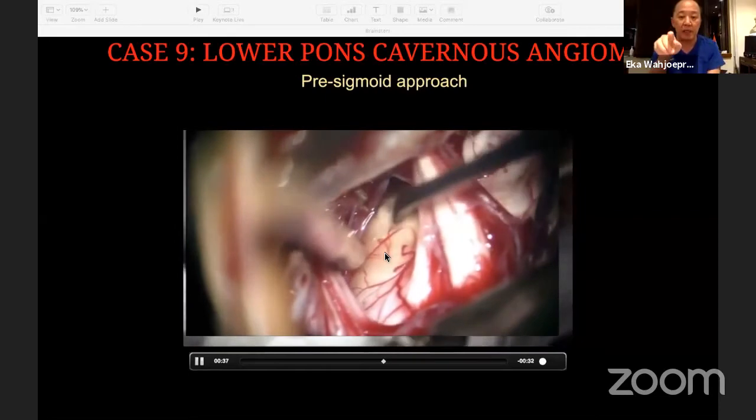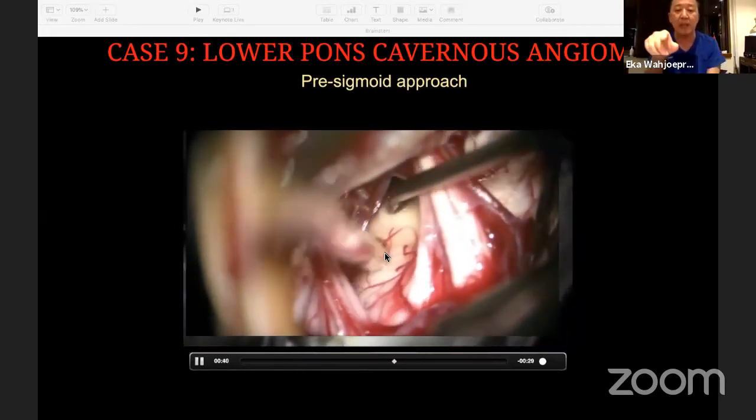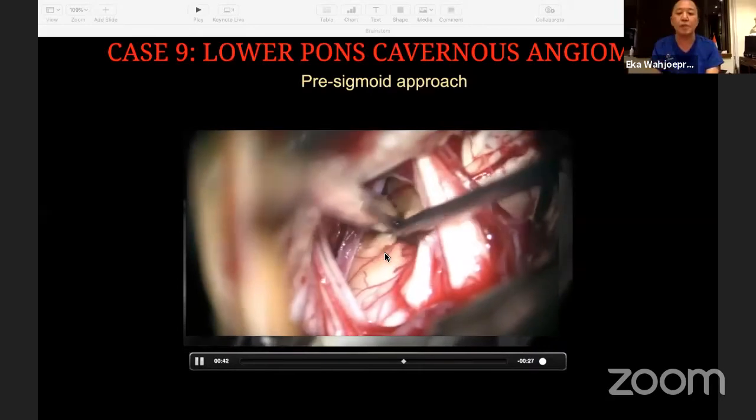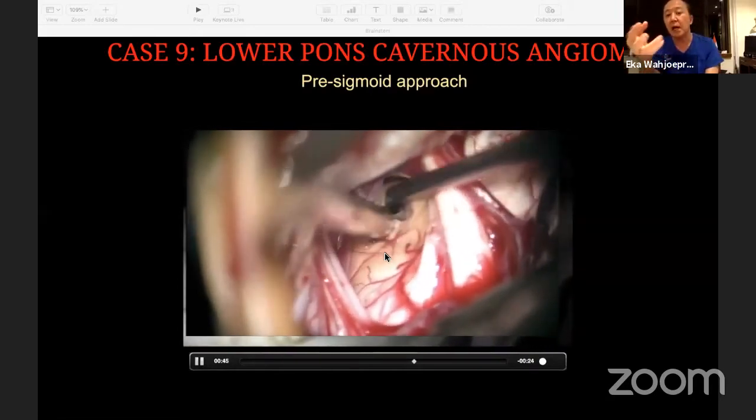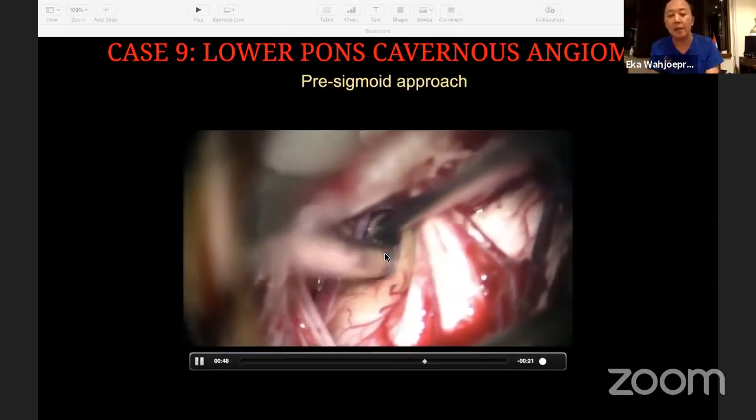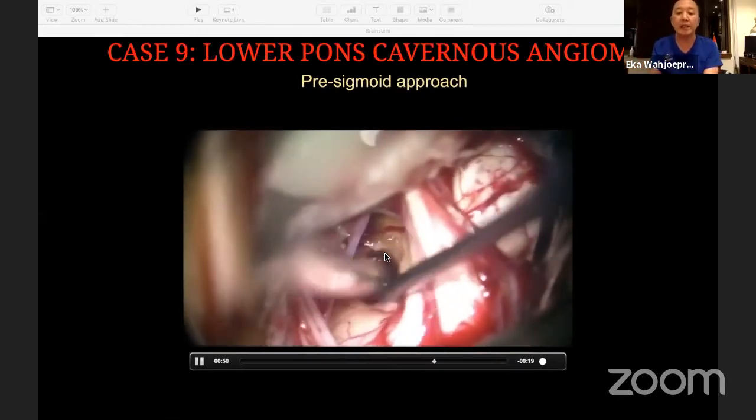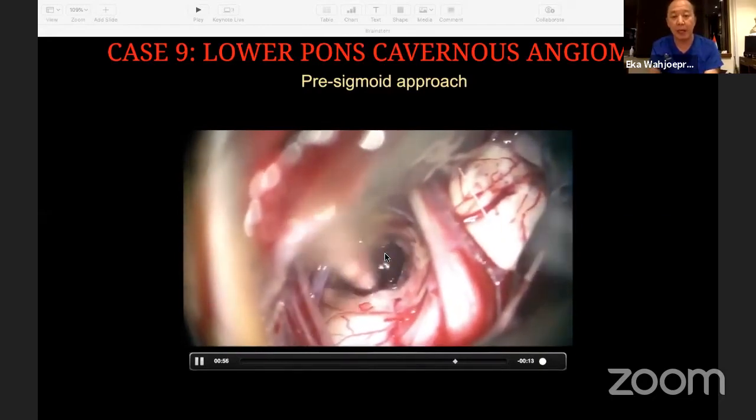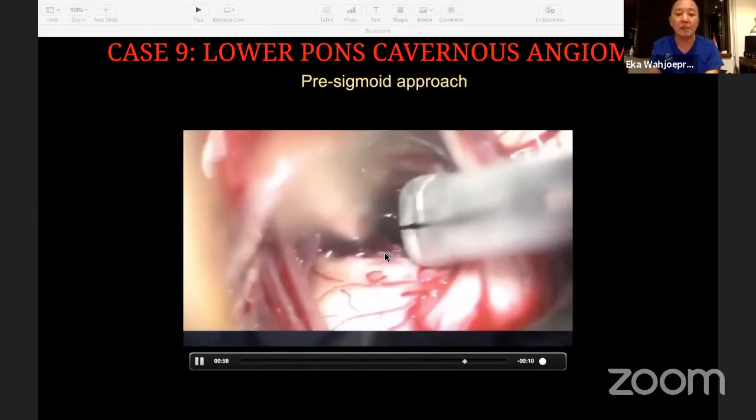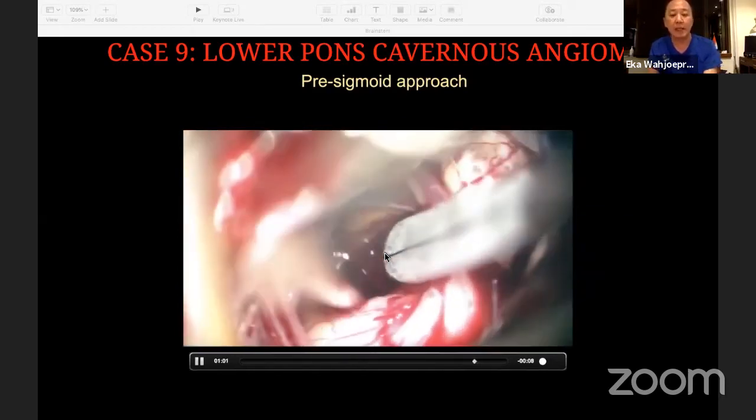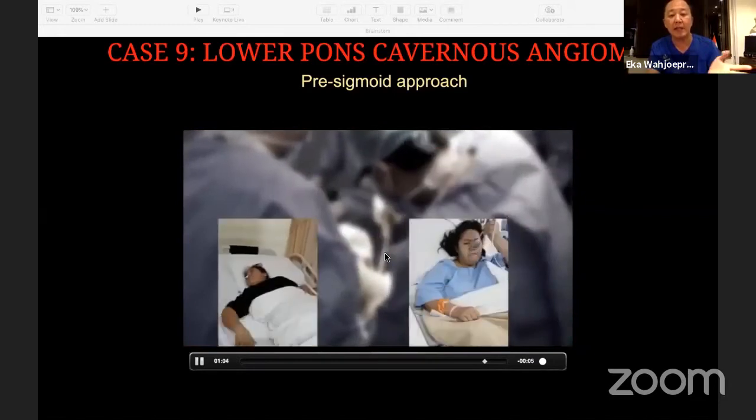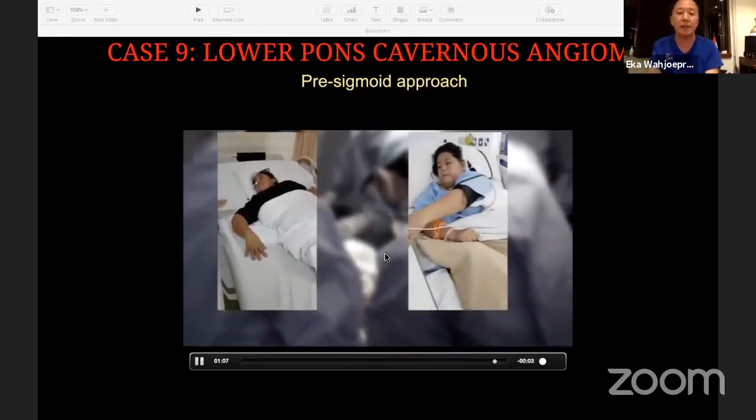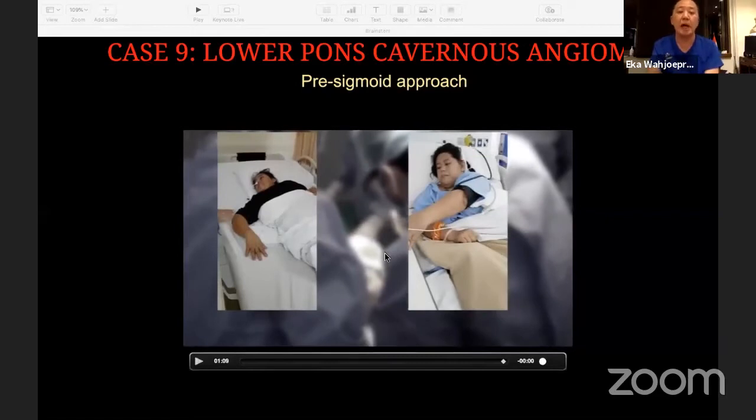So we can see that, okay, then we can decide where the best entrance is, meaning the most superficial entrance. You can see that after that, the lytic hematoma just comes out, then we can totally remove this cavernoma located in the lower pons. And the patient soon got better. She came to me with a hemiplegia, and then soon recovered. And 3 months later, she walked into my clinic. You can see that's before and that's after surgery. So this is the lower pons cavernous angioma.